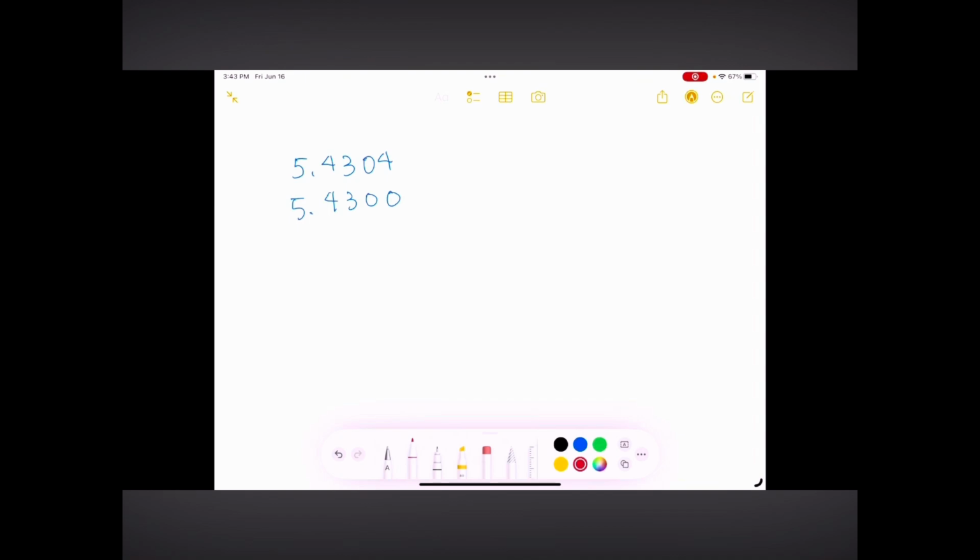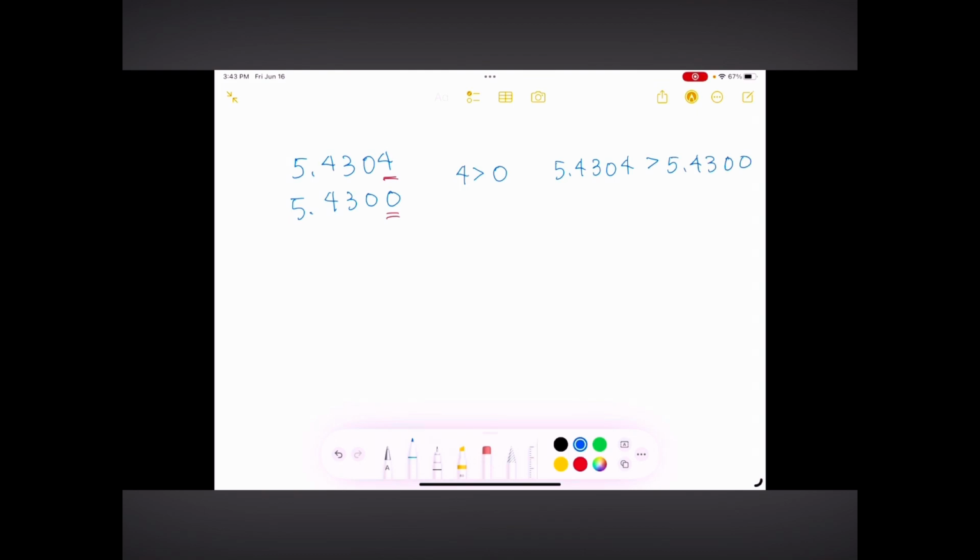Now we compare 5.4304 and 5.4300. So the 4 is greater than 0, therefore 5.4304 is greater than 5.4300.